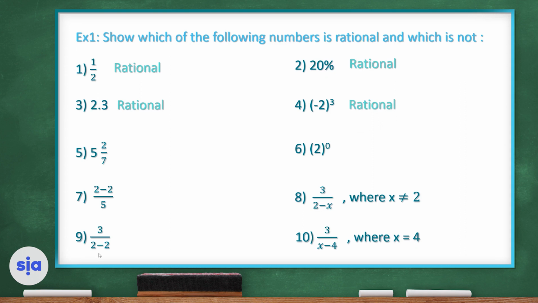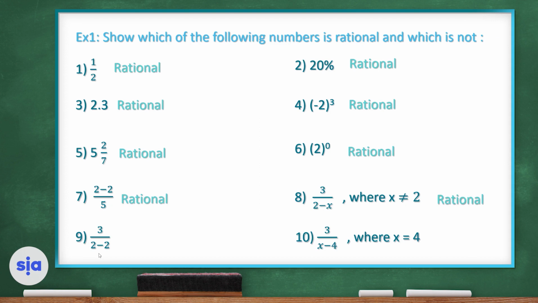In question 5, this mixed number can be easily written as a fraction, so it's also a rational number. 2 to the power of 0 is, excellent, 1, so it's also a rational number. In question 7, 2 minus 2 over 5, which is 0 over 5, which is 0, which is also a rational number. 3 over 2 minus x, where x is not equal to 2, this is a fraction, so it is a rational number.